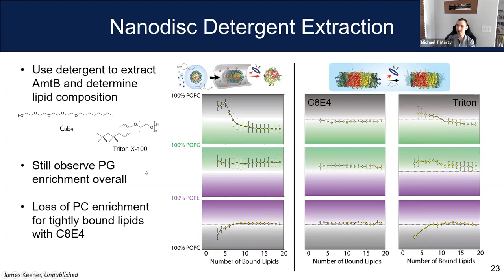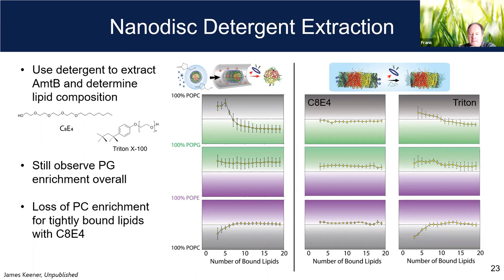So it seems like we can get very complementary data out of the detergent extraction, but it has to be the right detergent. And I think this is something that we were not really expecting. In hindsight, maybe we should have, but the detergent can really affect which lipids are sticking to the protein. And so I think Frank had it right. Triton was the right detergent to use.